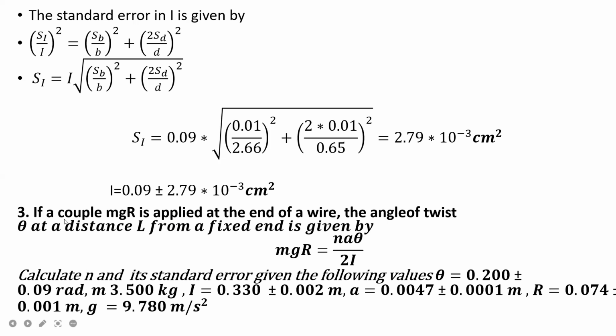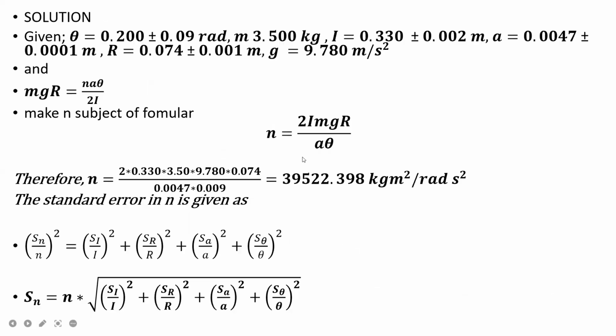Now the next question says if a couple MgR is applied at the end of a wire, the angle of twist theta at a distance L from a fixed end is given by MgRL divided by 2I. We calculate n and the standard error, given the following values: our M equals this value, our R equals this, and our acceleration due to gravity is given as this value. The first thing is calculating the value of n.